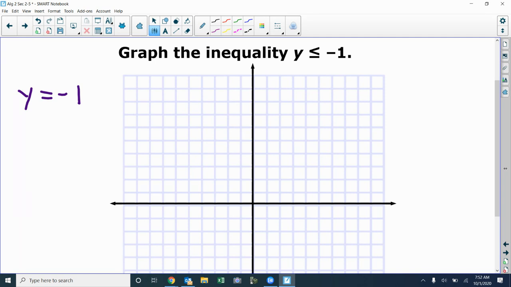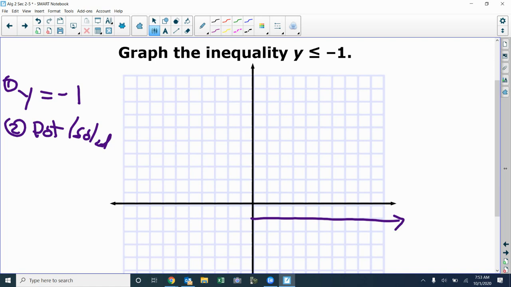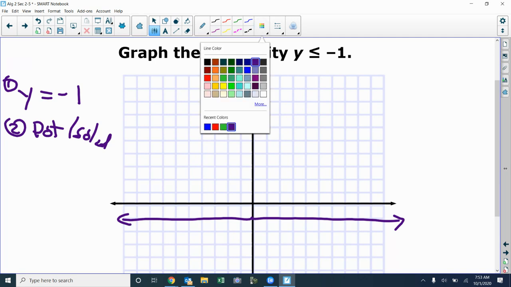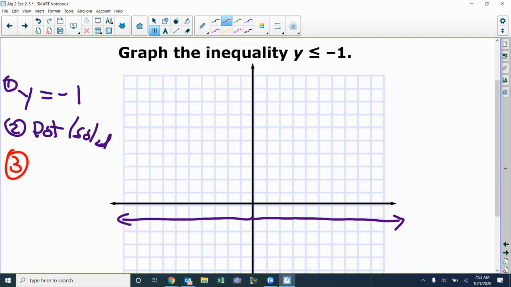Is it going to be a solid line or a dotted line is the next step. So step 1, step 2, is it dotted or solid? It is a solid. And that solid line is right here. We're on to step 3, looking for that true side. So we'll go back to our inequality. Is 0 in play? Yes, it is. Plug 0 in for y.